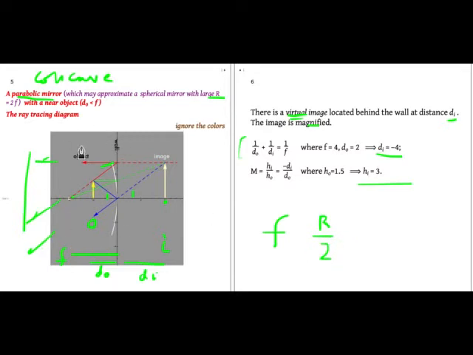Now, you would never have a complete sphere. You just have a little section of a sphere. So that's the radius of curvature of the sphere. All right, so let's go on to another example.